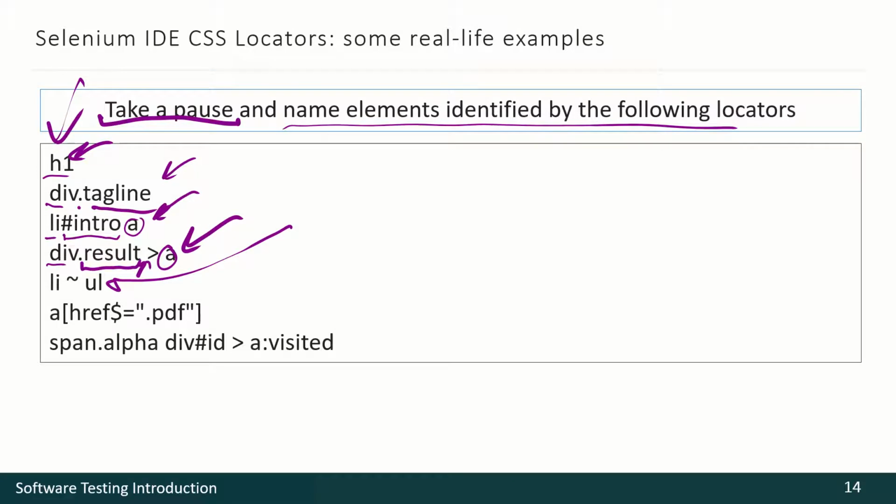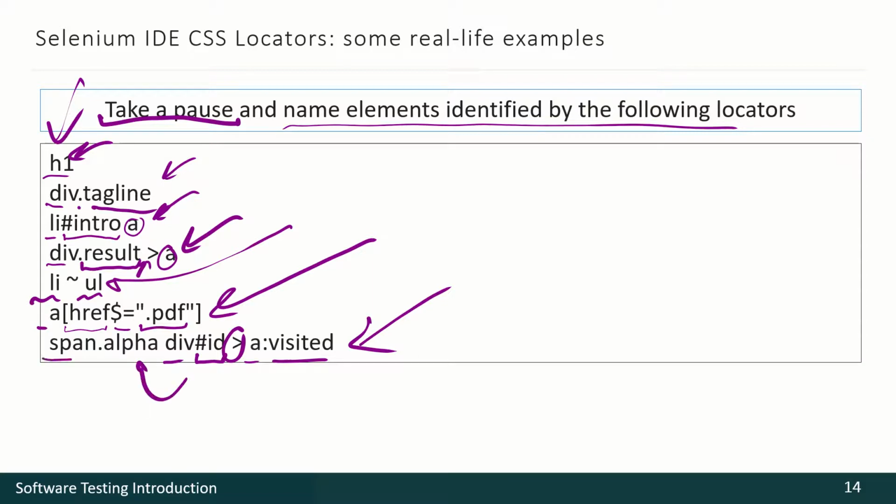This one looks for an unordered list after some list item. This one looks for a link which has an href attribute ending with .pdf. And this one looks for a link that is visited and is inside one level of hierarchy of a div with such ID, and that div has to be inside a span with an alpha class.